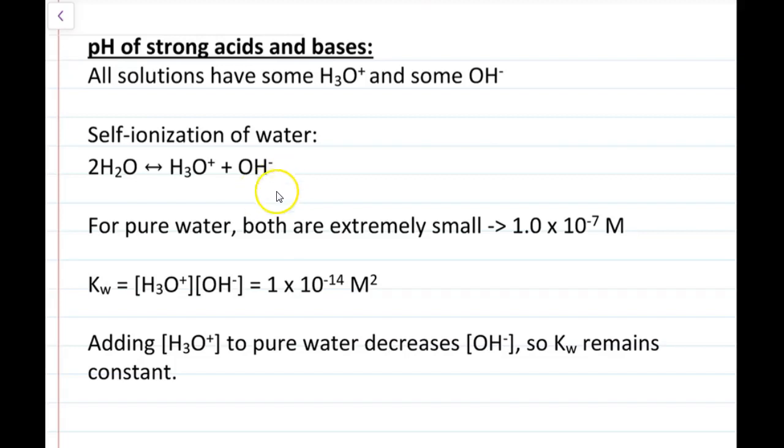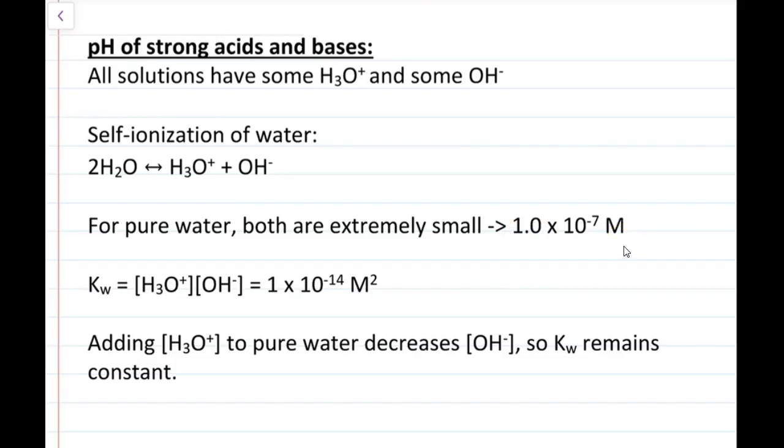Now this happens at a very small rate. So for every sample of water, you have like 500 million times more water molecules than you have hydronium ions, for example. And then of course the same would be true for hydroxide because they're 1-to-1. So it ends up giving you a molarity that's super small, 1 times 10 to the minus 7 molar.